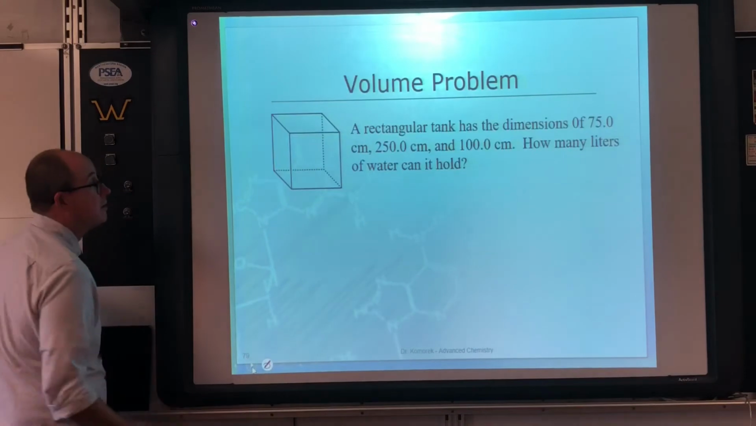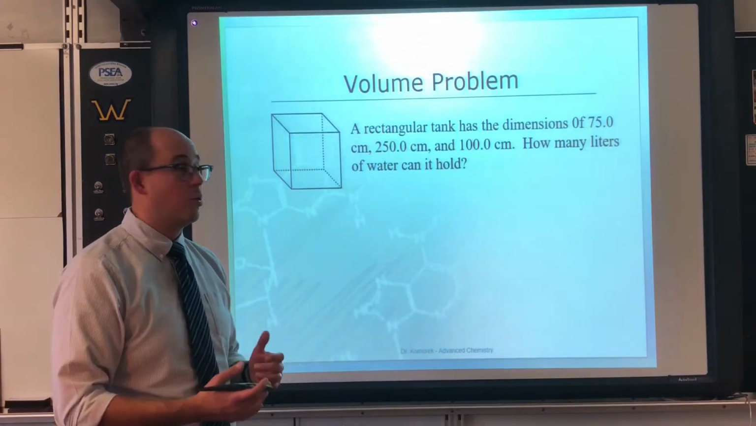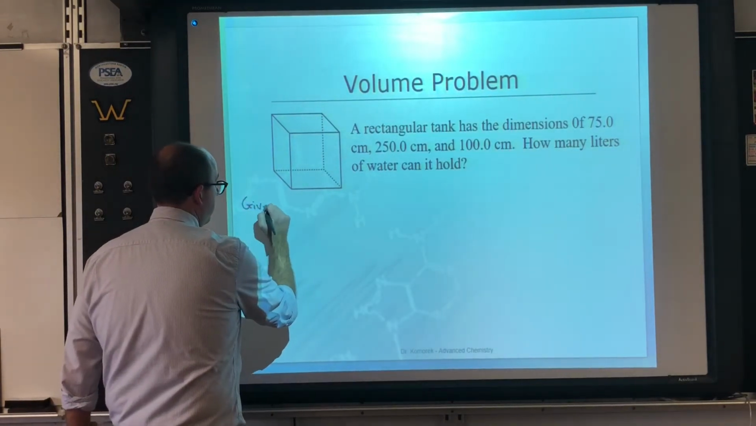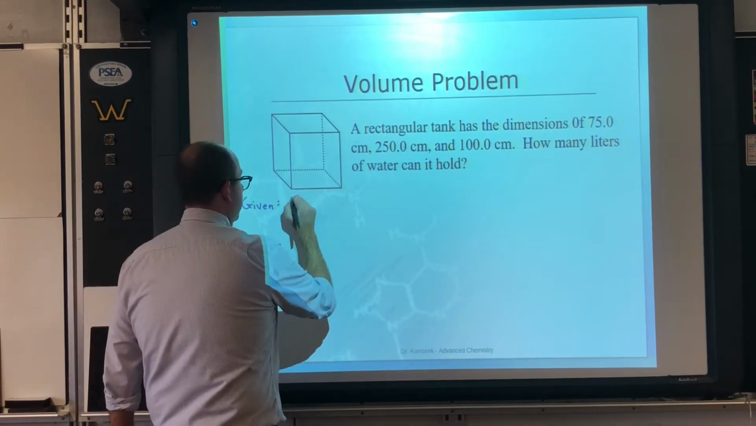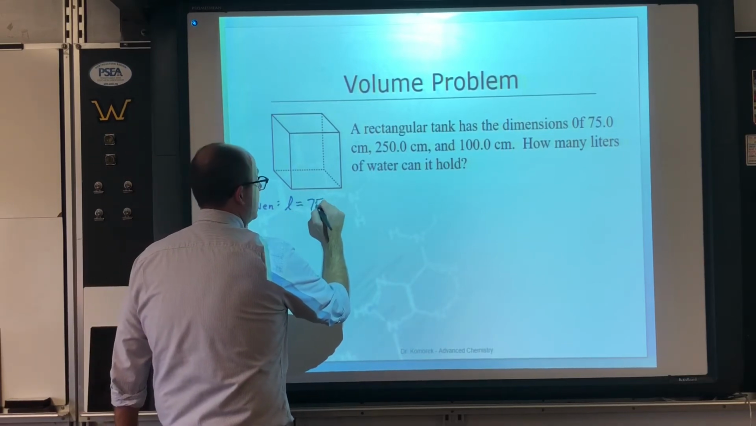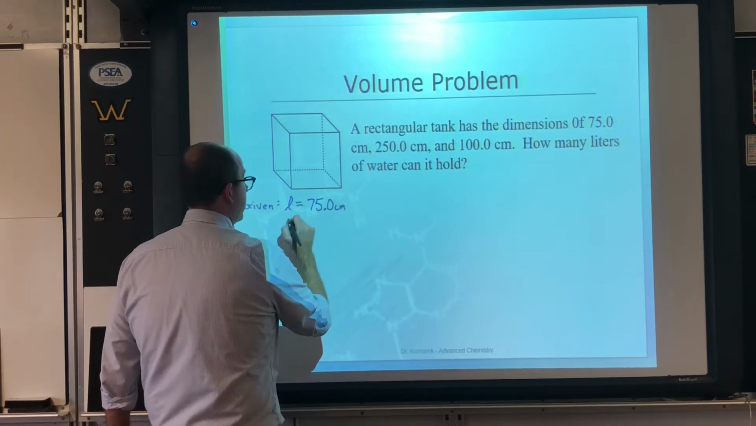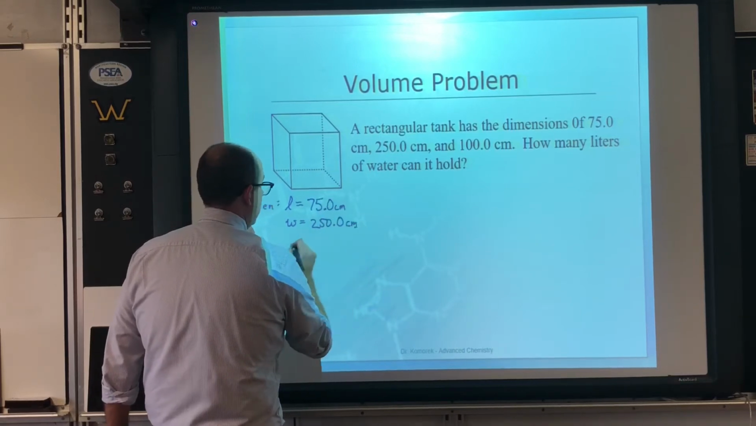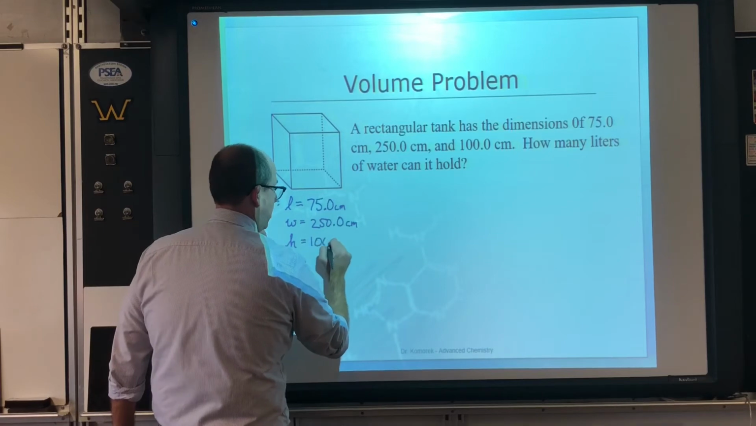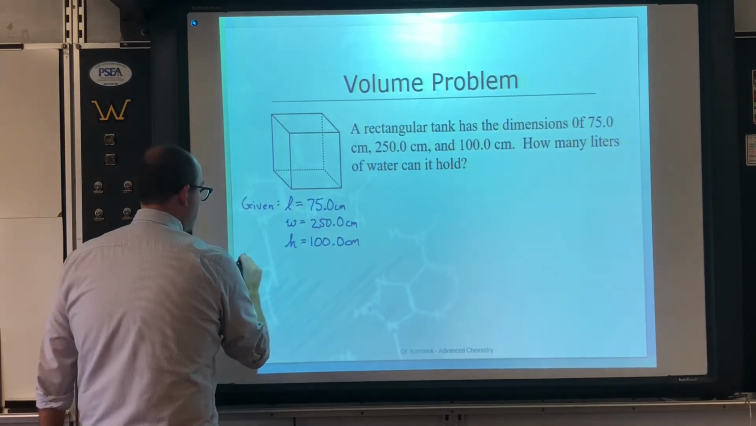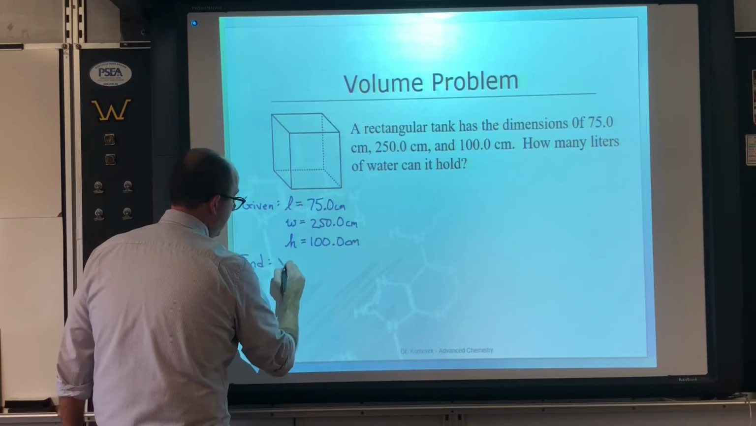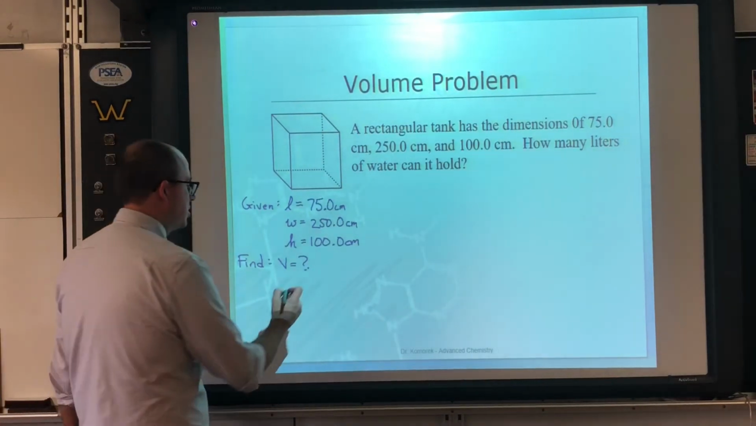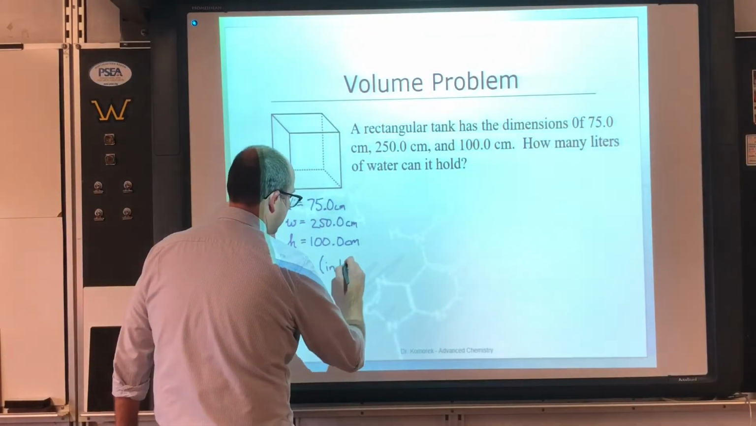And we continue on. Now, when we put this all into a word problem, there's a few steps we should be doing. First step is always write out the information you're given and what you're asked to find. So we're given a rectangular box with a length of 75.0 centimeters, a width of 250.0 centimeters, and a height of 100.0 centimeters. We're asked to find the volume of this space, but it's worded as how many liters of water could this tank hold.